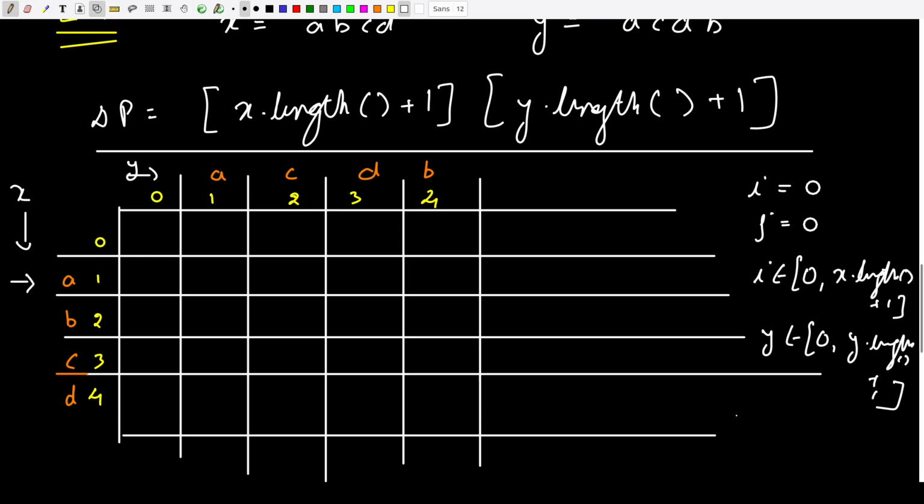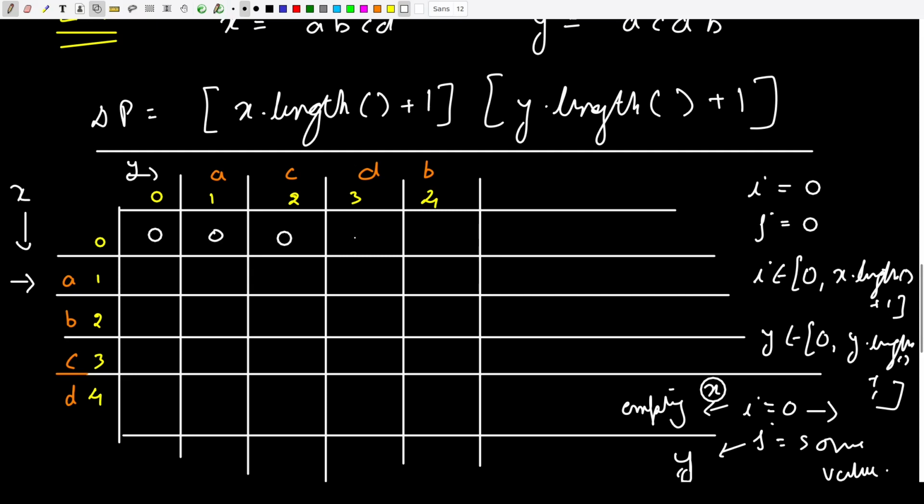Now for the cases where i is equal to 0 and j is equal to some value, i equal to 0 simply means that this is an empty string, and j is a string of some length. Please note j is coming from string y and i is coming from string x. So we are trying to match an empty string to y. Since the empty string exists in all these strings, the LCS will be equal to 0 because the size of the empty string is 0, so all the cells in this row will be equal to 0. Similarly, the 0th column will be equal to 0.